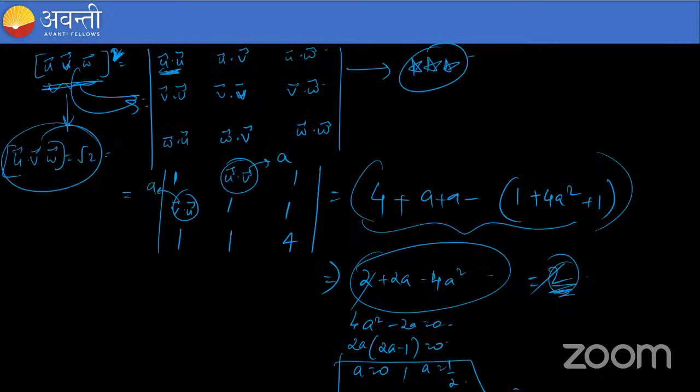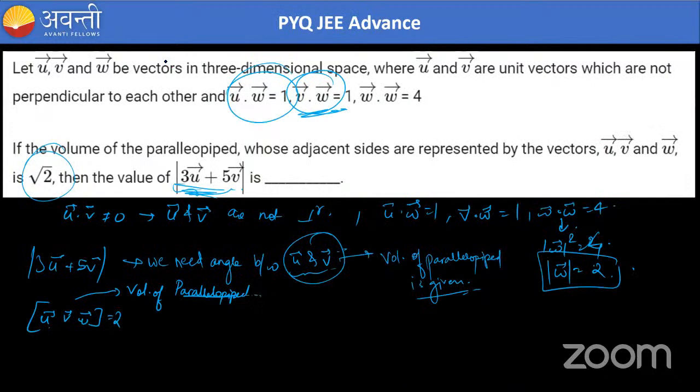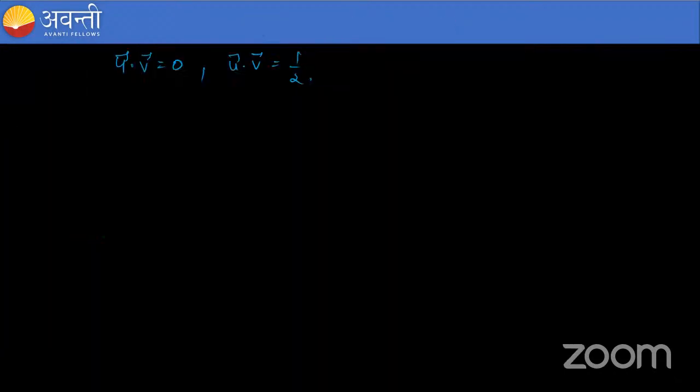Now, what was A for us? We had taken U bar dot V bar to be A. So we have gotten the U bar dot V bar value to be 0 or half. But in the question itself, it is given that they are not perpendicular. Therefore, U bar dot V bar cannot be equal to 0, right? So we will reject this value and accept this value.